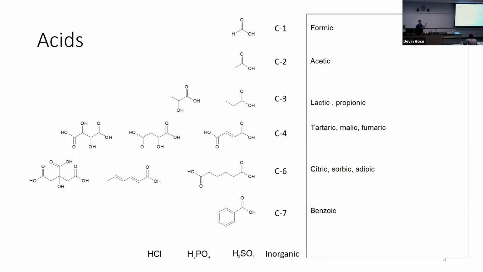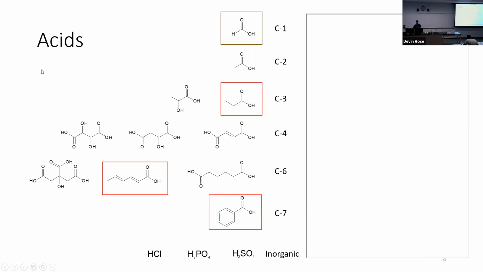So these would be really common acids, with the exception of formic, that we would add to foods. And then we have hydrochloric, phosphoric, and sulfuric. So all of these acids have their place in food processing. With the exception of phosphoric acid, these mineral acids are typically not added directly to foods, but they are very common in food processing.